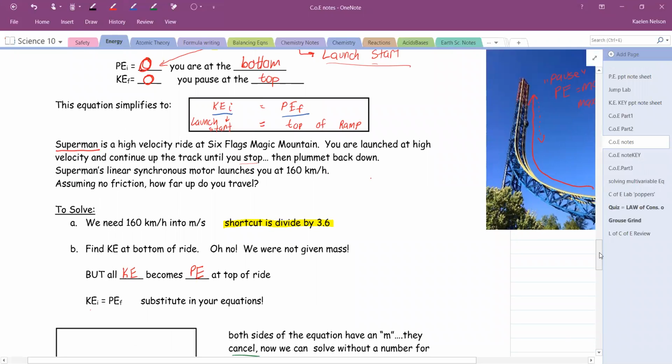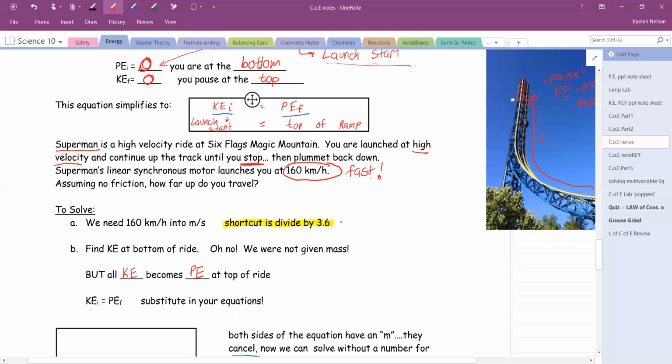we are going to read our question and pull out our important variables. You're launched at high velocity, continue up the track until you stop, and then you plummet back down. The linear synchronous motor of Superman launches you at 160 kilometers per hour. Okay, so basically we should be thinking that's pretty fast. We're going to have a high amount of energy at the start of our ride.